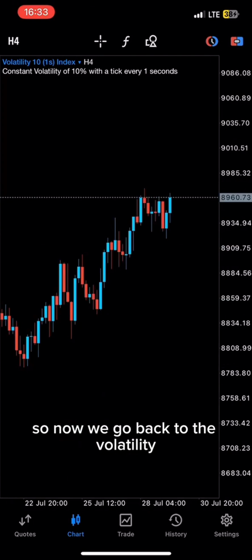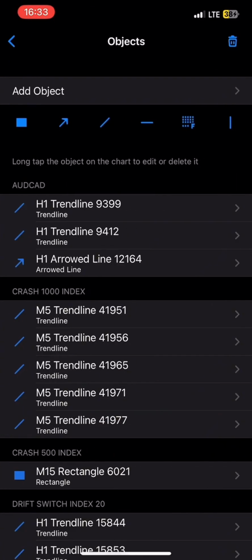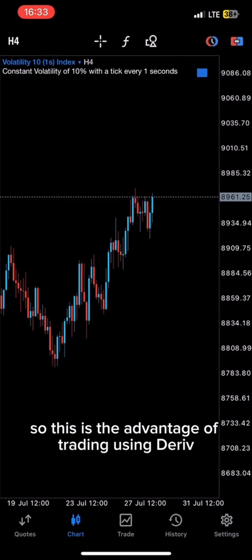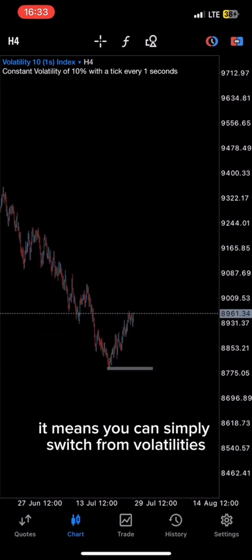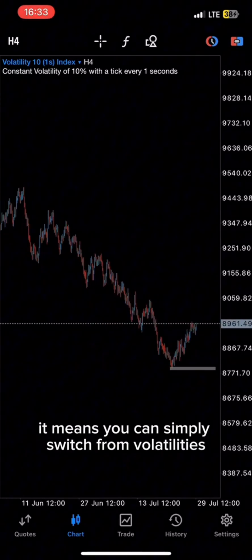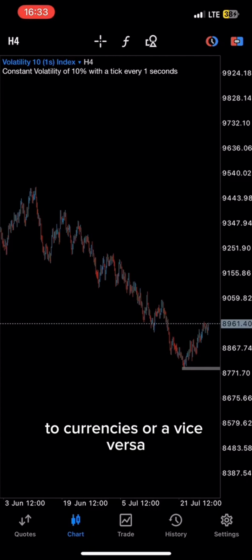So now we go back to the volatility. This is the advantage of trading using derivative. If you trade using derivative, it means you can simply switch from volatilities to currencies or vice versa.